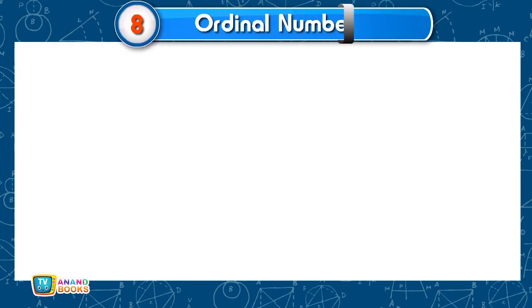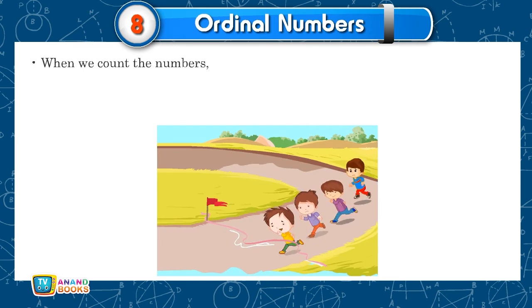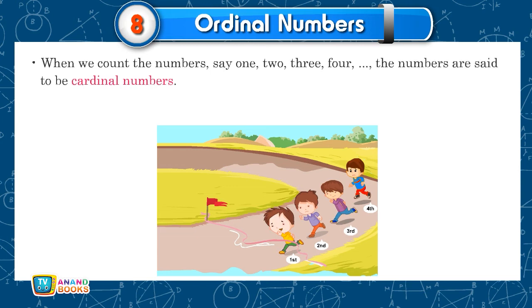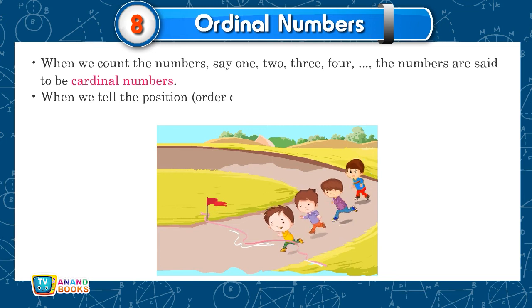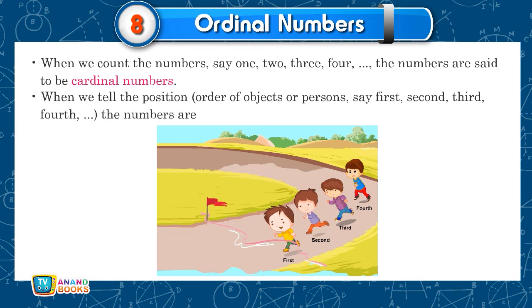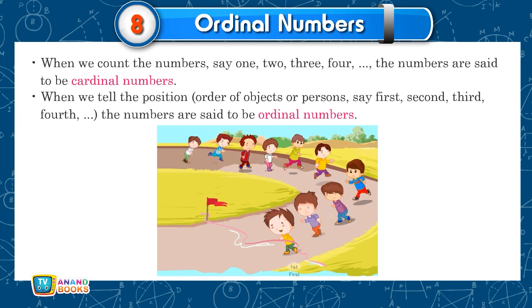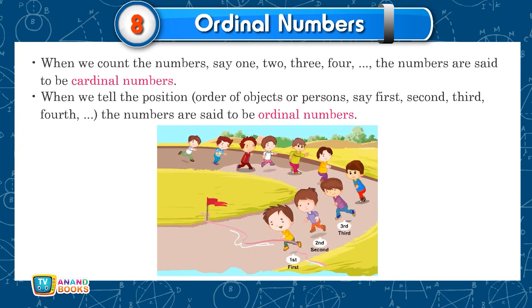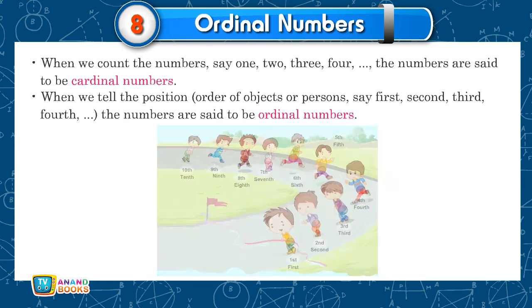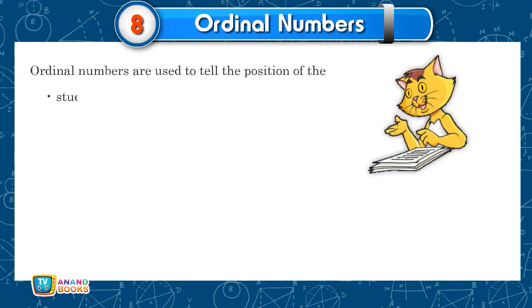Chapter 8. Ordinal Numbers. When we count the numbers, say 1, 2, 3, 4 and so on, the numbers are said to be cardinal numbers. When we tell the position, order of objects or persons, say 1st, 2nd, 3rd, 4th and so on, the numbers are said to be ordinal numbers. 1st, 2nd, 3rd, 4th, 5th, 6th, 7th, 8th, 9th, 10th. Ordinal numbers are used to tell the position of the students in a queue, runners in a race, position obtained in exams, etc.